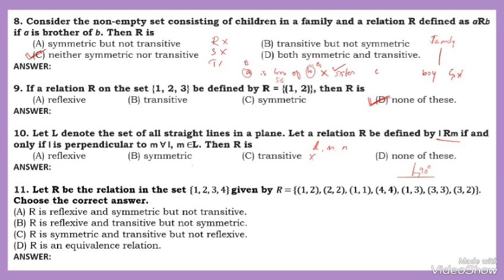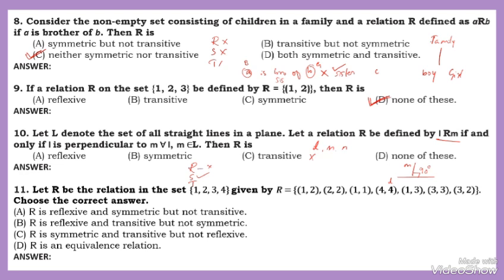Now I will check the symmetric property. Symmetric means if L is related to M, then M is also related to L. Consider this one as line L and this as line M. L is perpendicular to M, and M is also perpendicular to L. So the symmetric property holds.